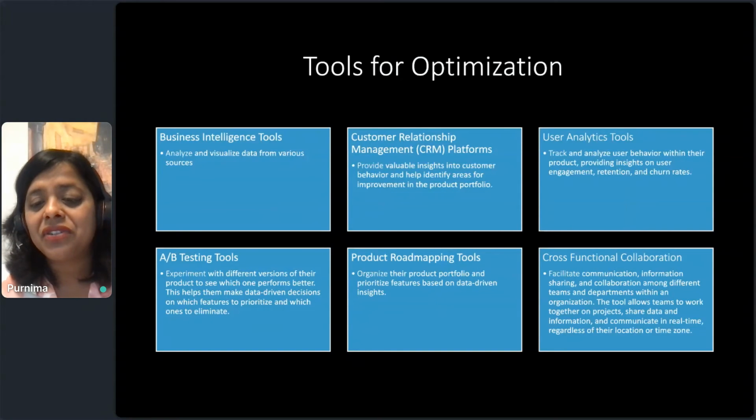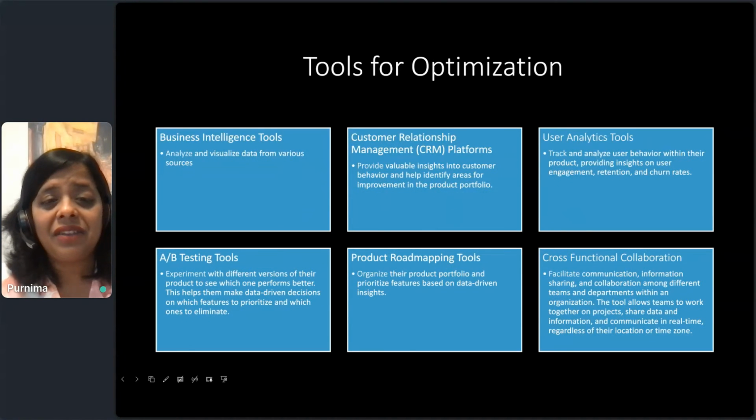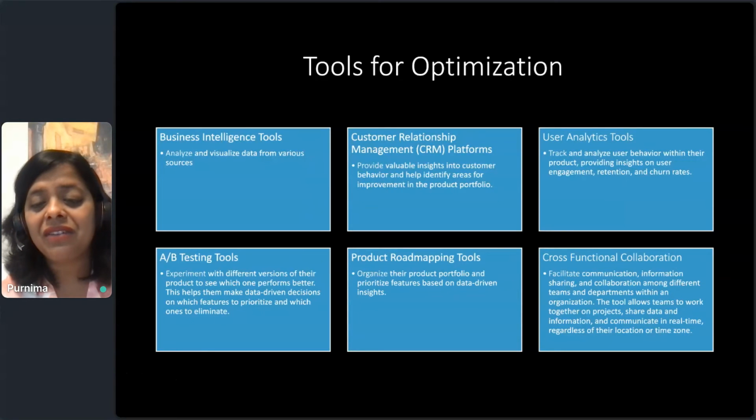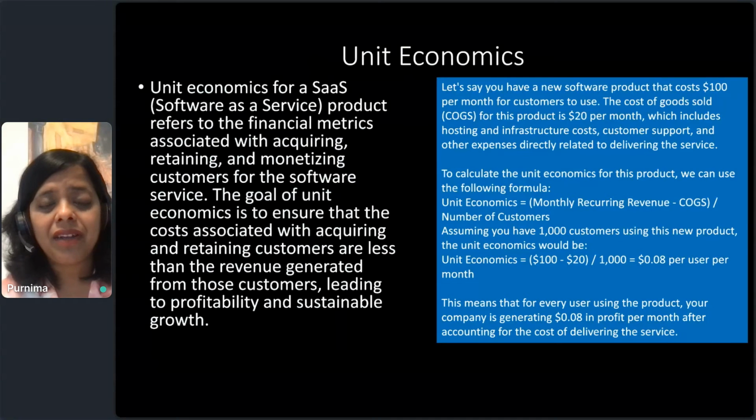So having a cross-functional collaboration tool allows your teams to work together, share data, and have real time updates. You have no idea how much it saves companies to have these tools, and how many meetings you can avoid by just having a central location for all of it. So super critical, super important.